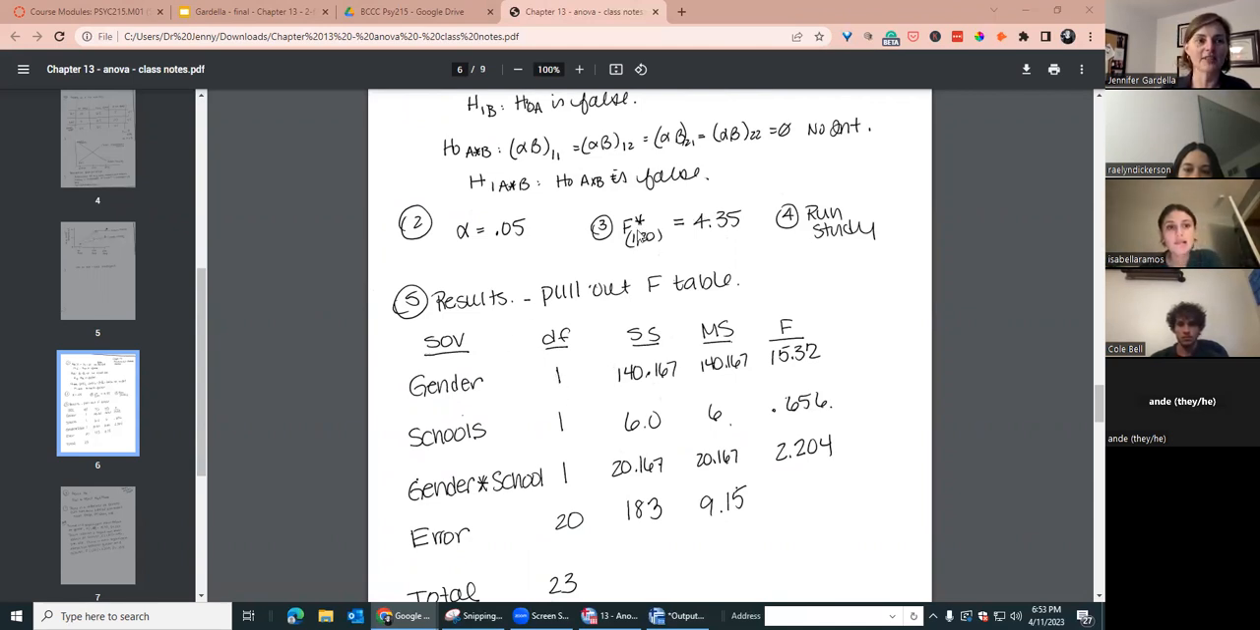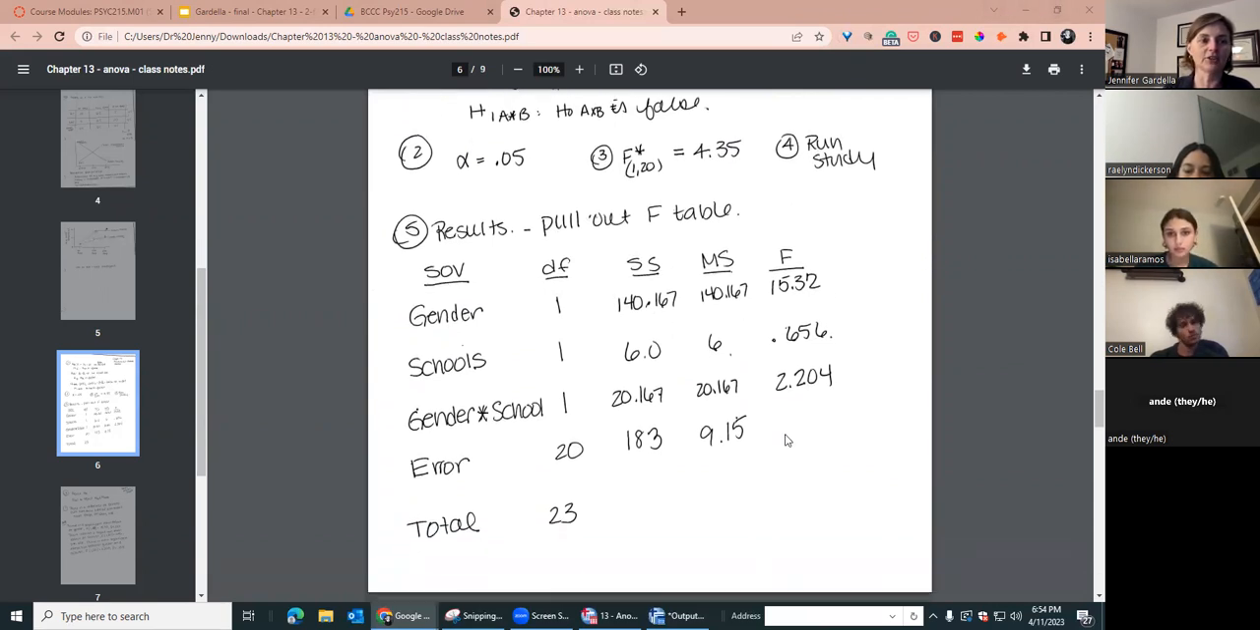Our degrees of freedom for our critical value of F from the table is 1 and 20. It's what we're comparing and the error rate. So our critical value of F is 4.35, and we run our study. Okay, so now this F table looks really neat, right? This is not what came out of SPSS for us. I left you guys what came out of SPSS.